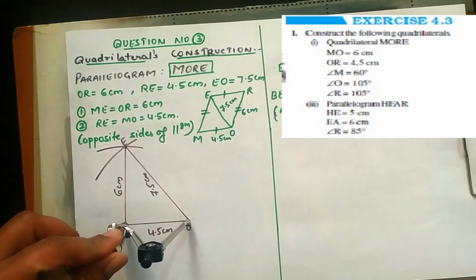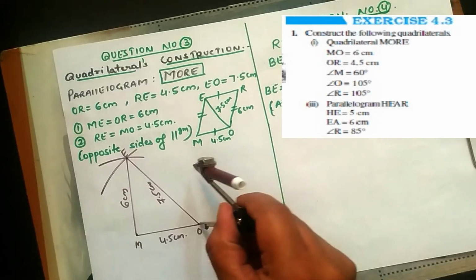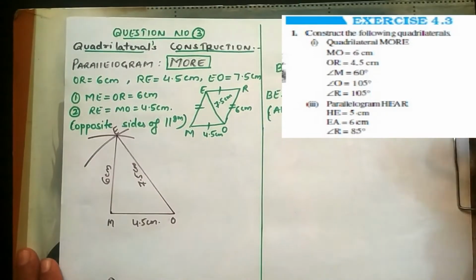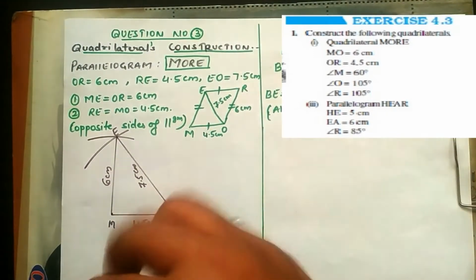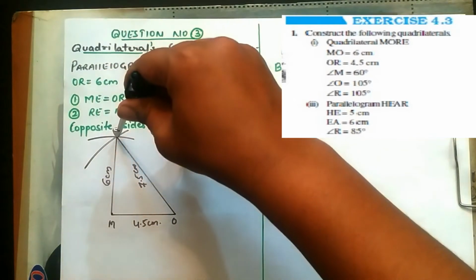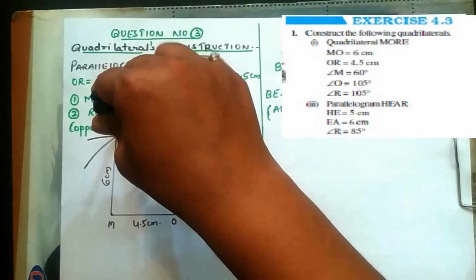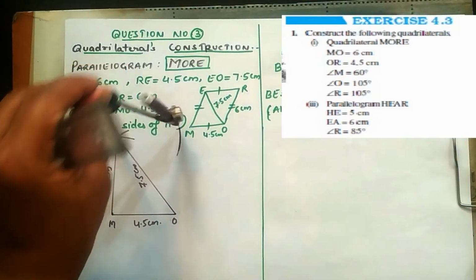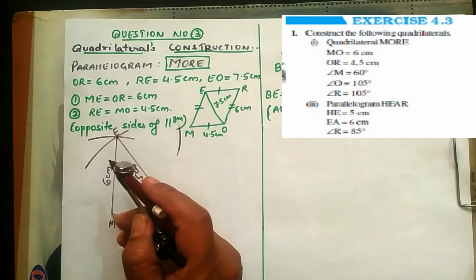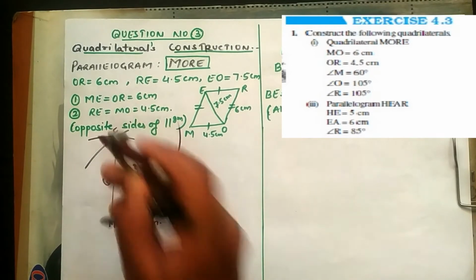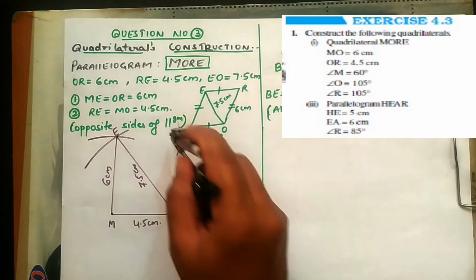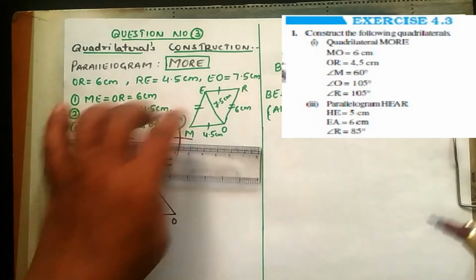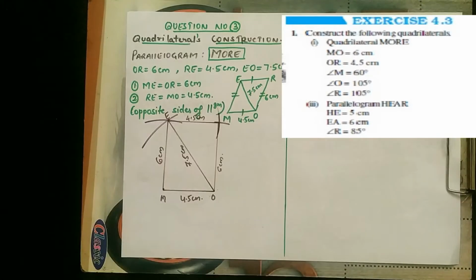Take the measurement in this way and then draw here the opposite side of a parallelogram, in this way. Taking E as a radius, draw an arc, and then take the measurement of ME. Taking O as a radius, draw another arc on that particular arc. Join.